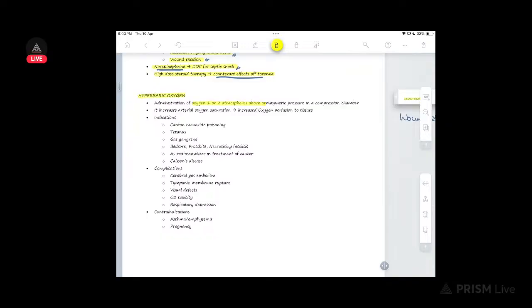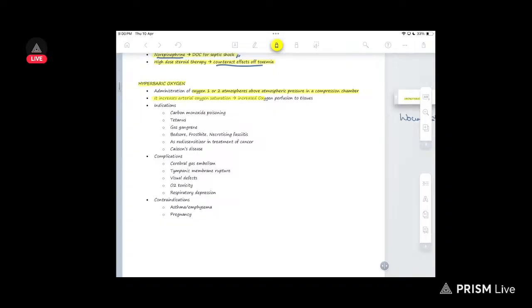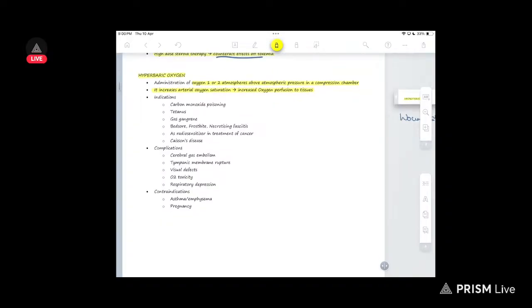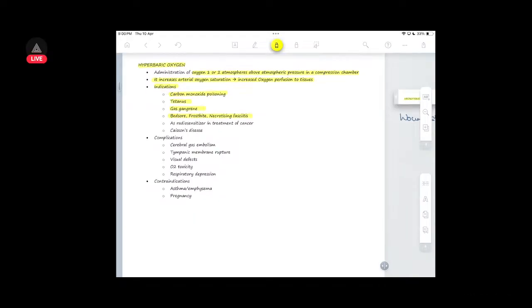Administration of oxygen at 1 or 2 atmospheres in a compression chamber. It increases arterial oxygen saturation and increases oxygen perfusion to the tissue. Indicated in carbon monoxide poisoning, tetanus, gas gangrene, bed sore, frostbite, necrotizing fasciitis, and as a radiosensitizer in treatment of cancer and Caisson's disease.